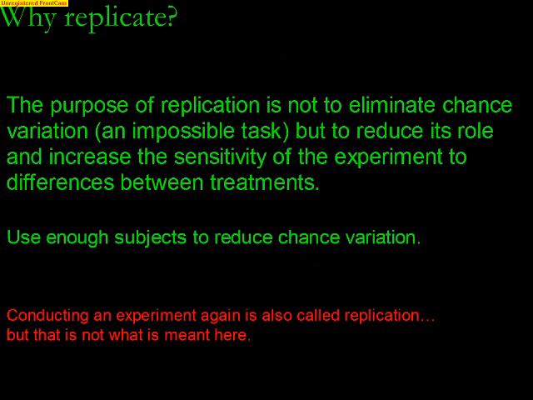Replicate. So why do we replicate something? And it says here replication is not to eliminate chance variation, which we can't do, but we want to reduce its role. We want to use enough subjects to reduce chance variation. And at the bottom there's a little warning in red. Conducting an experiment again and again is called replication, but that's not what we mean here. Replication here means having a big enough sample size.